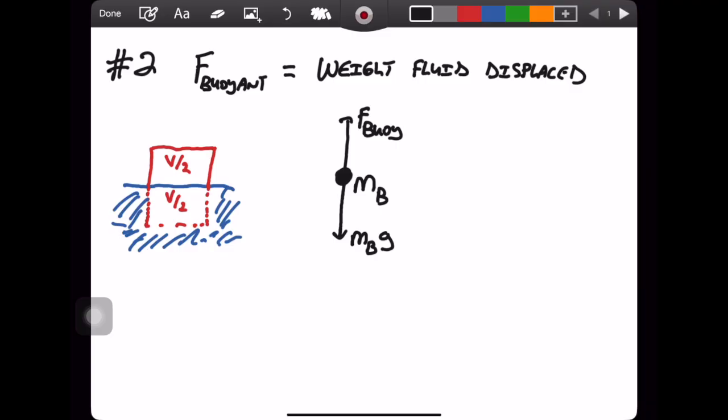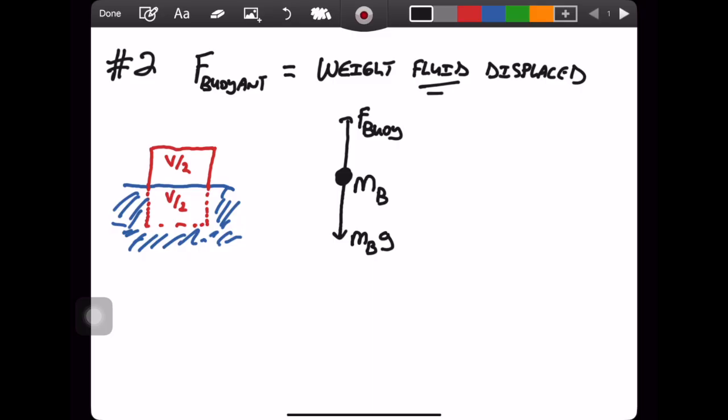Now, what is the weight of the fluid displaced? Be careful here. When it says the weight of the fluid displaced, it's not the weight of the object that goes into the fluid. It's the weight of the fluid that had to move away to make room for the object. So in this case, we're talking about the weight of the water that was displaced.